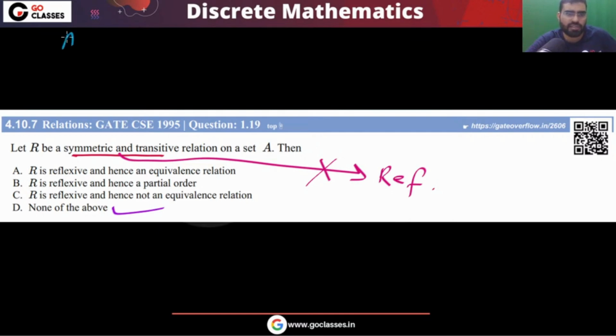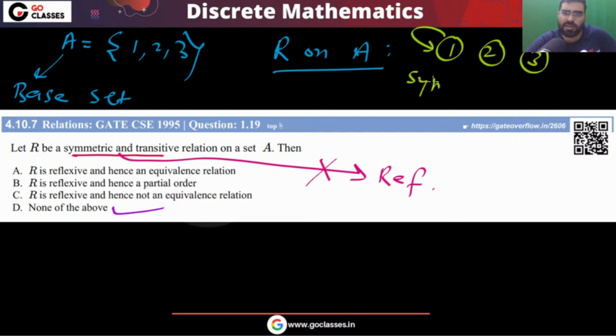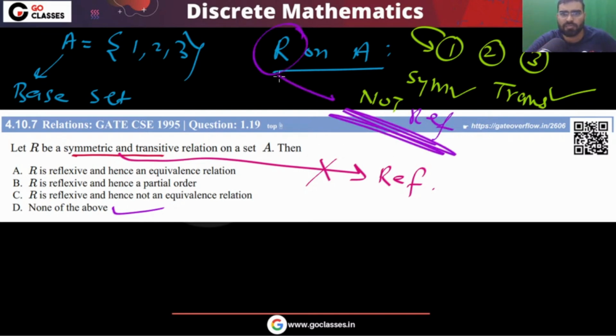For example, you can take a base set A = {1, 2, 3}. Now you can define a relation R on A, maybe like this: (1, 2), (2, 1), (1, 1), (2, 2). You can note this is symmetric, this is transitive, but this is not reflexive. So definitely it may not be reflexive. So the answer is going to be option D. The relation may not be reflexive.